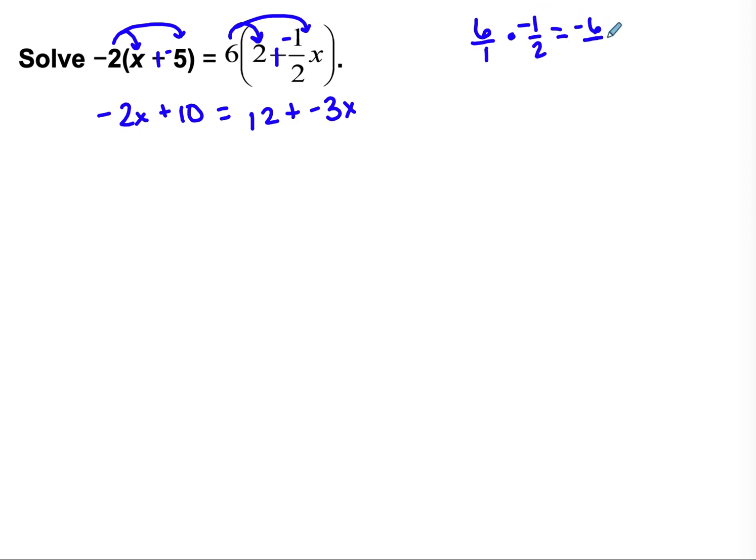Negative 6 over 2 equals negative 3. Okay, so that's how you can show it with the multiplication off to the side. But if you know 1/2 is like dividing by 2, different signs, the answer is negative, then you don't really have to do all of that work off to the side. 6 divided by 2 is 3.